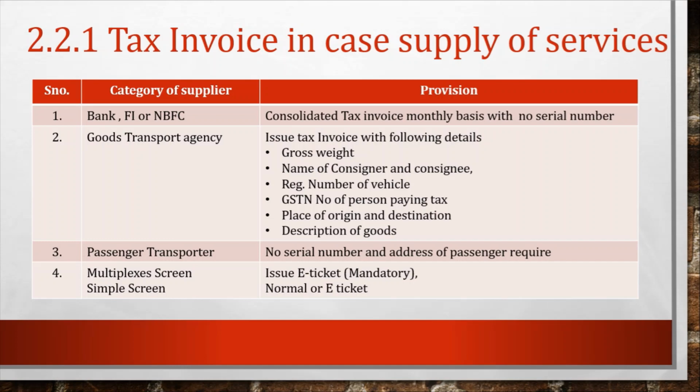GTA has to issue a tax invoice with the following additional details: gross weight, name of the consignee, registered number of the vehicle, GST number of the person who is paying tax, which may be the consignor or the consignee, place of origin or destination, which is very necessary, and description of goods. For passenger transporter services, no serial number is required, and the address of the recipient is also not required. For multiplex screens, an e-ticket is mandatory, but for simple screens like cinema halls, they can issue a normal or intermediate invoice, whichever they choose.